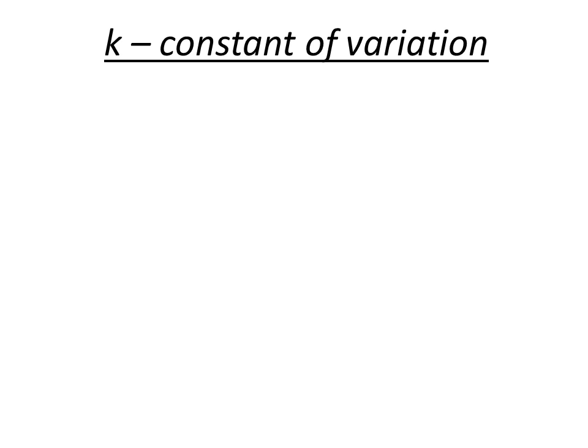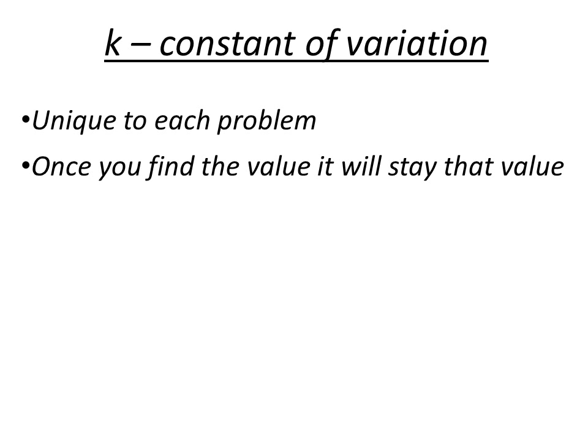The k that you kept seeing on that last slide is called the constant of variation, and it is unique to each problem. It is a constant, although at the beginning of the problem we don't know what its value is. Once we figure out the value, it will stay that value for the rest of that problem.